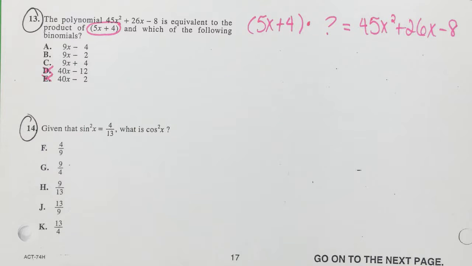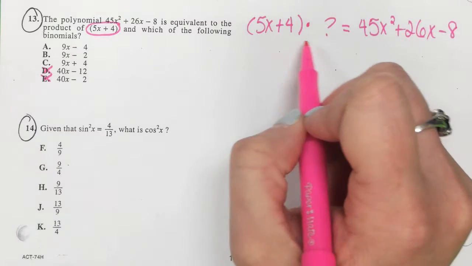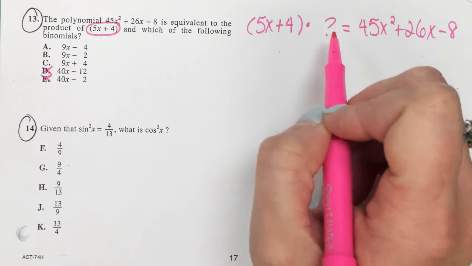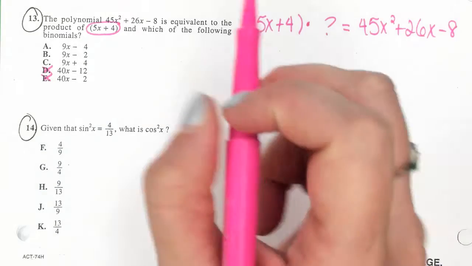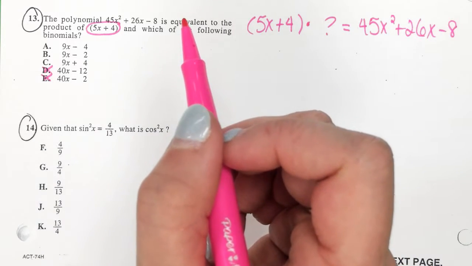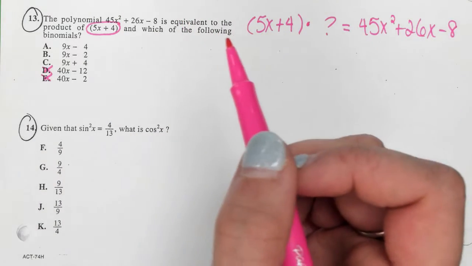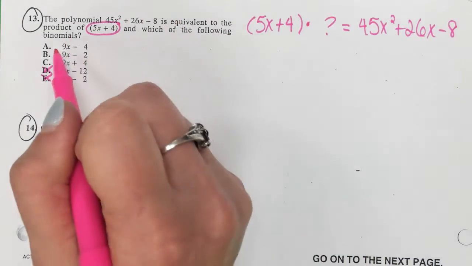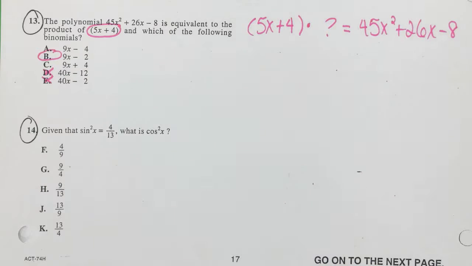The other easy one to do is the last, right? So you got 4 times something has got to give me -8. 4 times what has to give me -8? Negative what? A negative 2. There you go. So which one's got the 9x and the 2? B. That's all you had to do. It's just foiling but backwards.